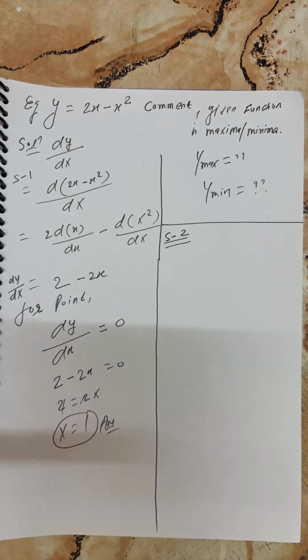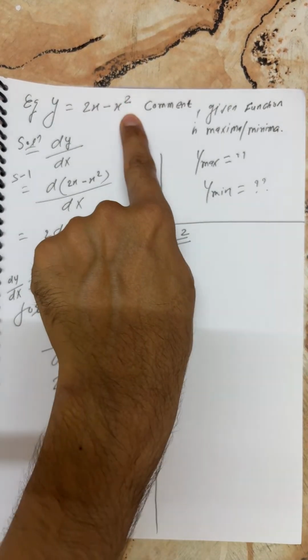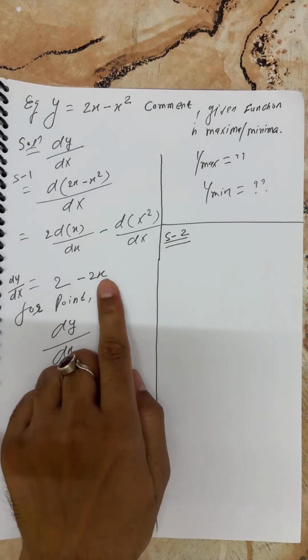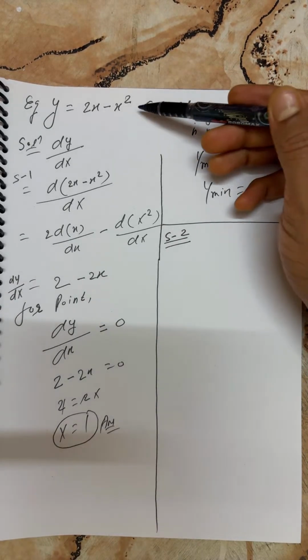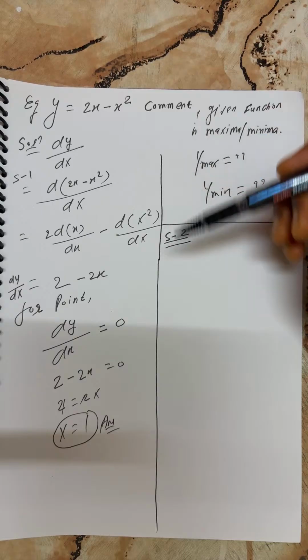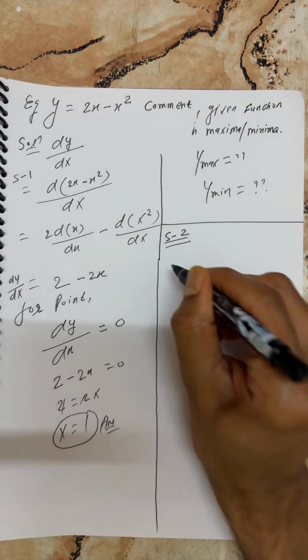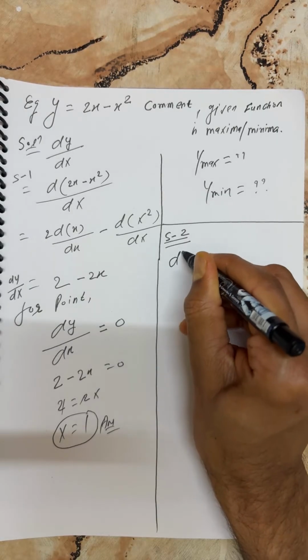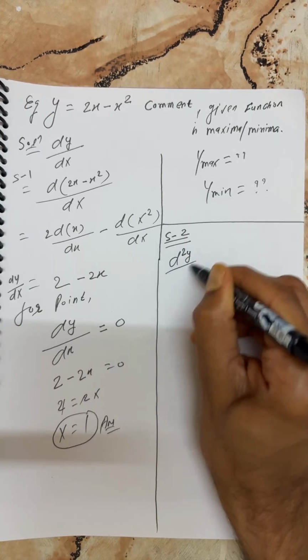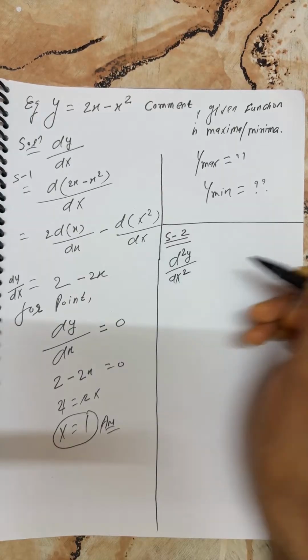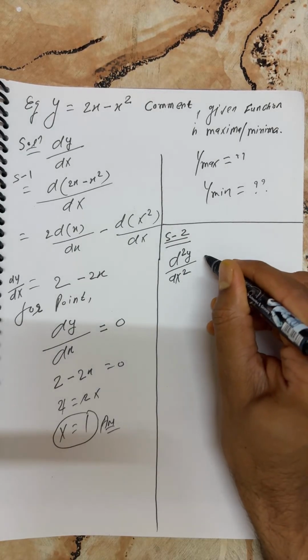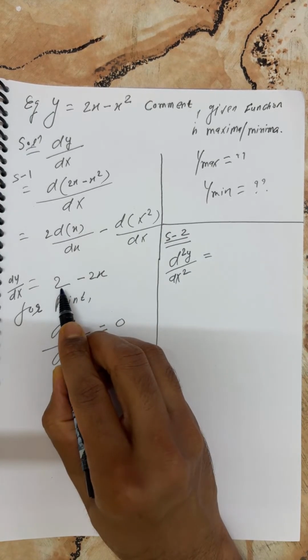So again you have to differentiate this one. No need to differentiate this function. No, you have to differentiate this one. You can also say this function's differentiation is correct only, but this function you need to differentiate again. So you can write over here d2y by dx square, which is equal to 2 minus differentiation of 2x, so 0 minus 2.